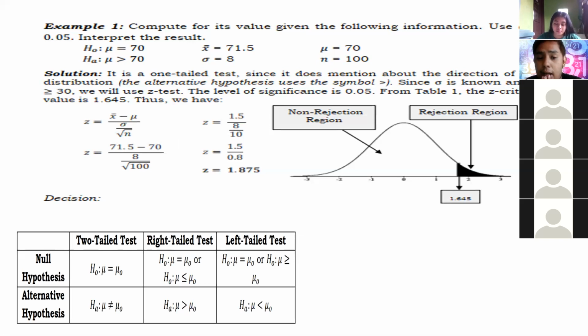Una nating i-identify is our computed z-value. The computed z-value natin will be coming from 71.5 minus 70 all over 8 over the square root of 100. So, kinumpute natin yan. After computation, makukuha natin ang z-value natin as 1.875. Nakita po yon. Kapag na-compute, yung ginawa natin kanina, it's 1.875. That will be our computed z-value. Please take note of that.